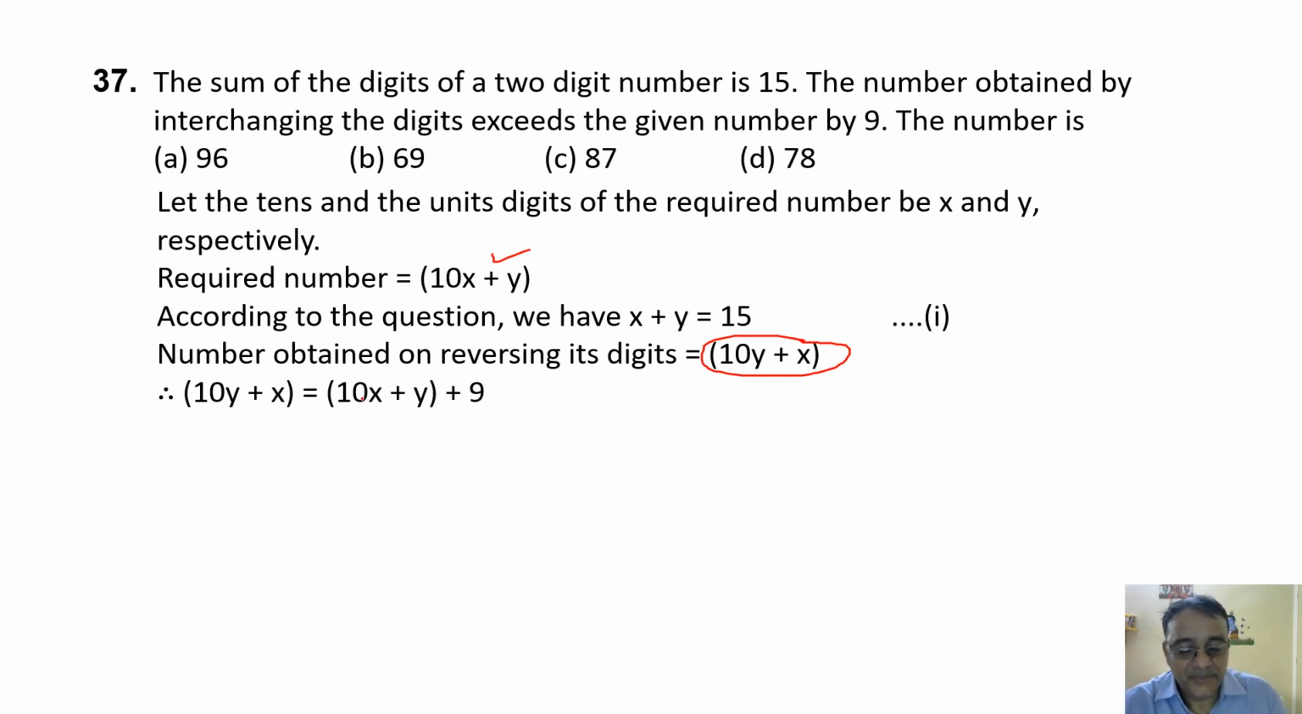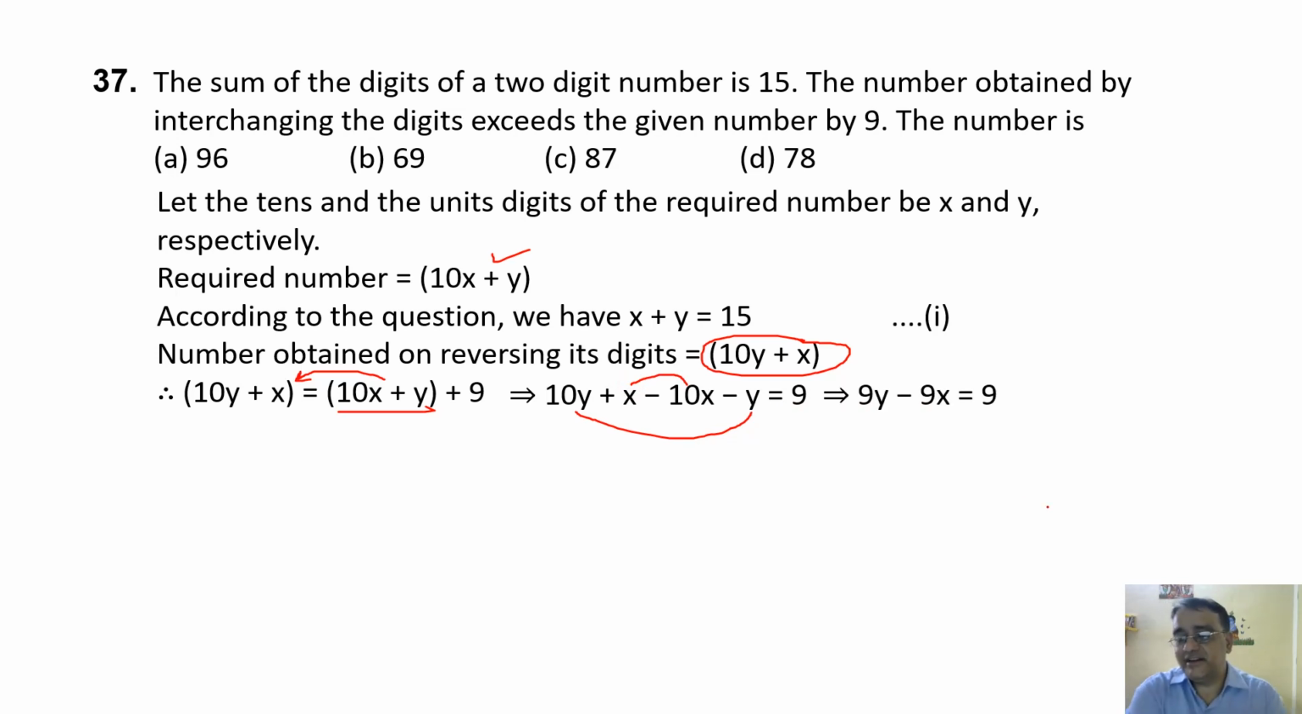Okay. So now what we will do, we will shift this to this side. So minus 10x और minus y हो जाएगा. Okay. And what we are getting, 9y minus 9x is equals to 9. Now divide all by 9. So what you will get? Y minus x equal to 1.